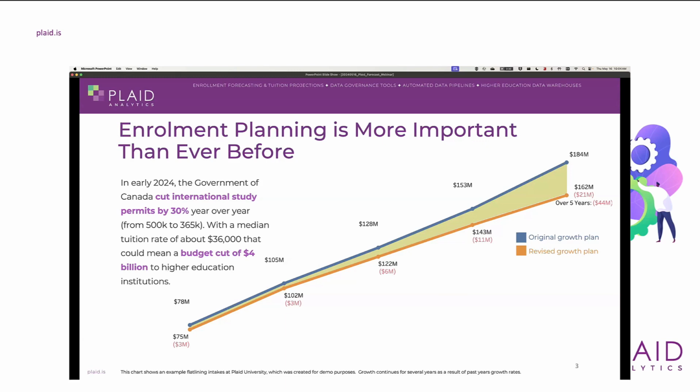This is a hypothetical example using Plaid University, suggesting that if we stopped growing at our original plan, the blue line, and instead made a lower revised plan, the orange line, that our budget would drop about $44 million over the course of 5 years. And that amount of a cut is something that prompts hard decisions in institutions. This is no longer cutting the office supply budget or reducing travel. This is necessarily impacting programs, faculty, staff, and students. So with that as context, let's get started.